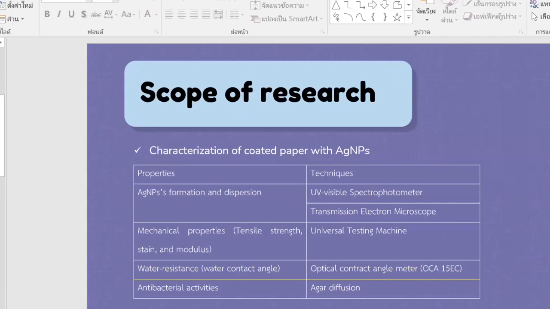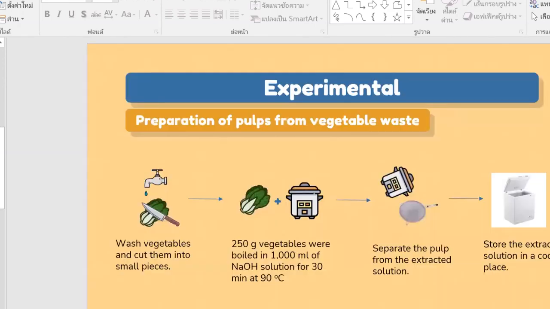This slide shows the characterization that we use in this research. And next, I will go to the experimental part. First of all, we have to collect the vegetable waste, and then we wash it, and then we extract the pulp from the vegetables.